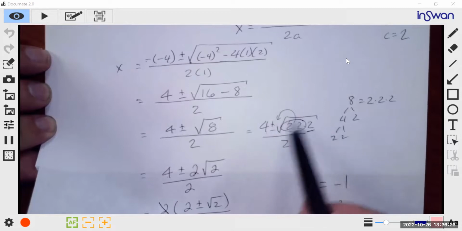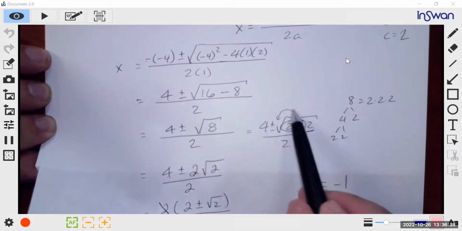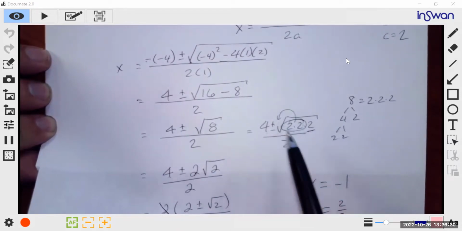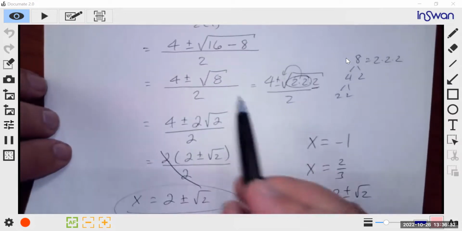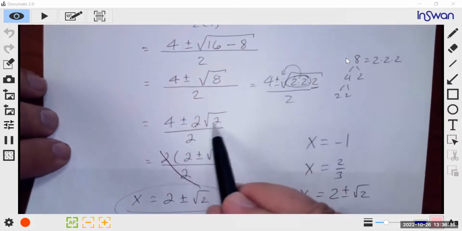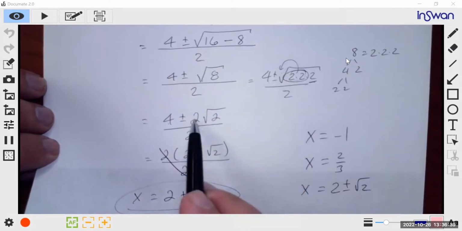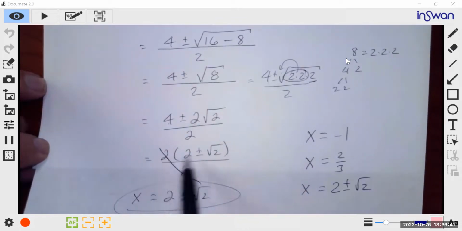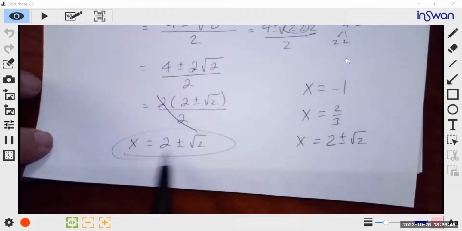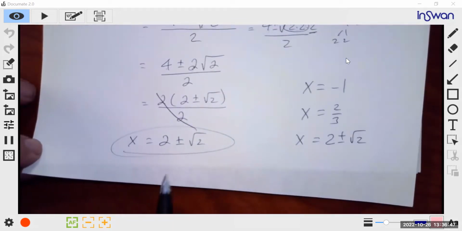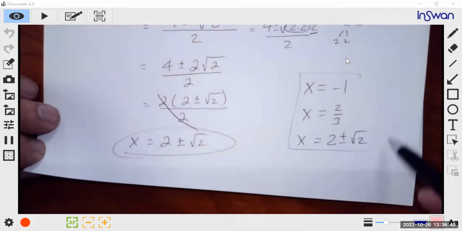8 can break down to 2 times 2 times 2. Since you're in a radical and you have 2 of a kind, that can come out in front. So those 2 come out in front. We only have a 2 left inside there. 4 and 2 have a 2 in common, so we can factor that out. That cancels with the bottom, and there are our last 2 answers. So these are our 4 solutions.